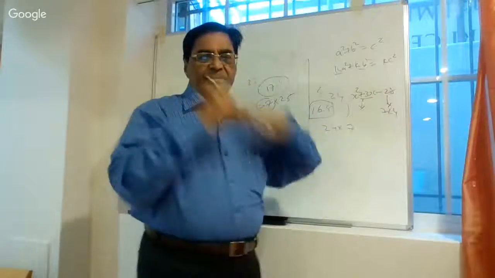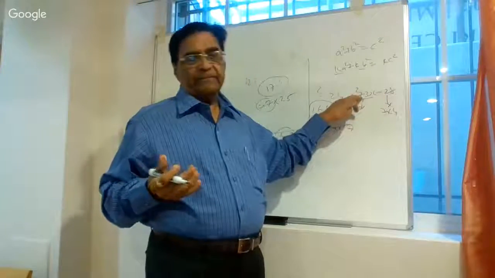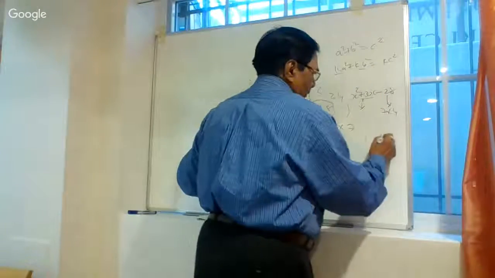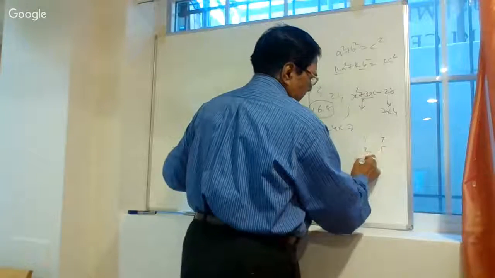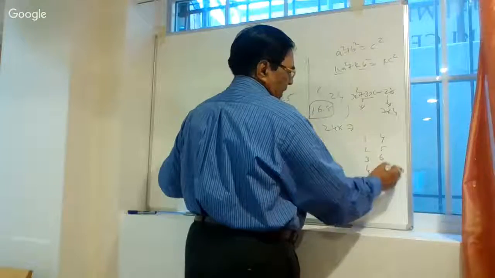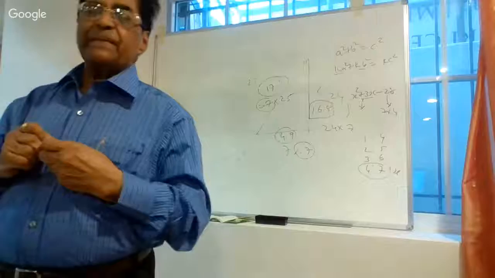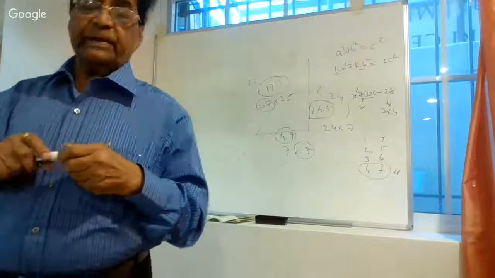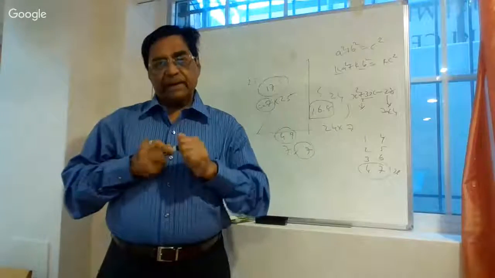So he starts from here. Difference is 3. You see the difference is 3. So you can say 1, 4, 2, 5, then 3, 6, 4, 7, and the product is 28. So 4, 7 is the proper pair. So different methods are also there for factorization. There are some methods which you can apply.